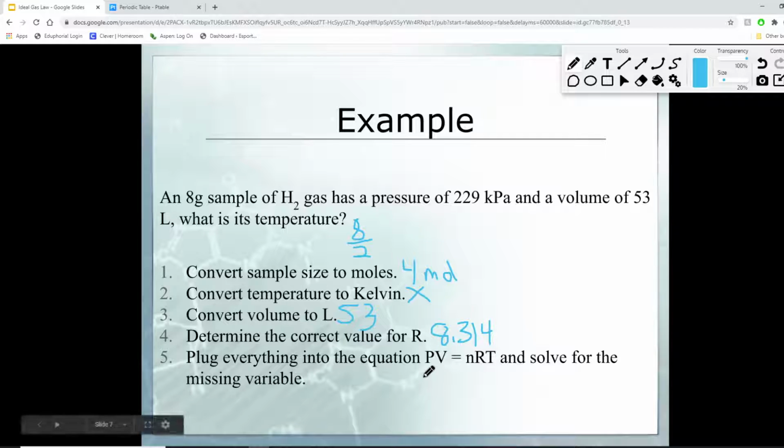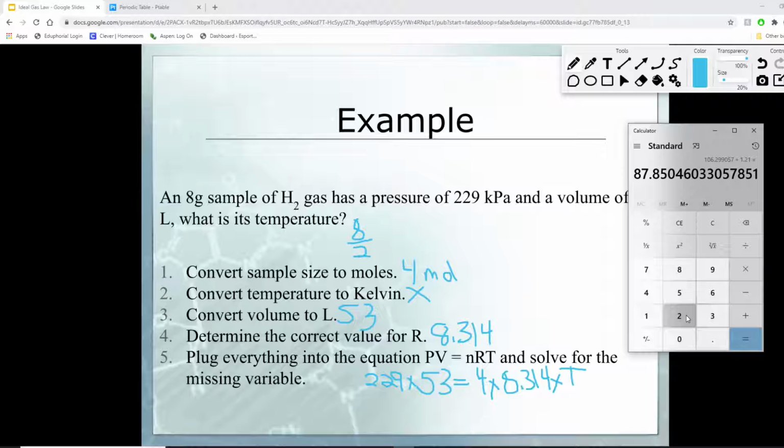Alright, and once we figured all that out, all that's left is to plug stuff in and solve for our temperature. So our pressure is 229. We're multiplying that by our volume, which is 53. We have our N, our number of moles we found was 4. We know our value for R that we're going to be using in this problem is 8.314. And we know our temperature is what we're looking for. So that's going to stay as a variable, as T.